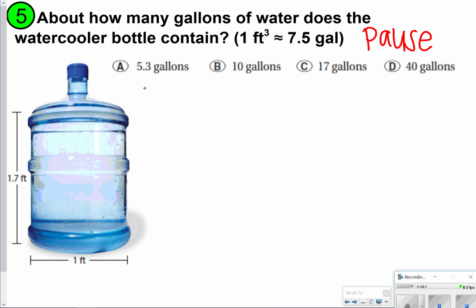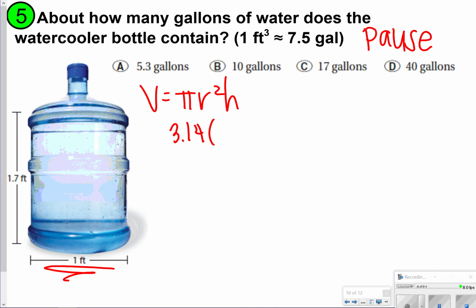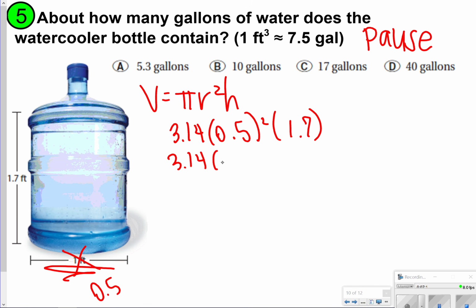Alright, so it's very, very important that you pay close attention to your volume formula. We have pi, and then radius. You need to make sure that you change this to radius. The first time I did this question, I made a mistake, and I said 1 foot was the radius. 1 foot is not the radius, it's 0.5 foot. So 0.5 squared times height, which is 1.7. Okay, so that's 3.14 times 0.5 times 0.5 times 1.7.